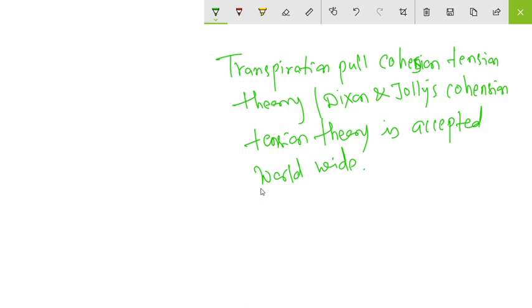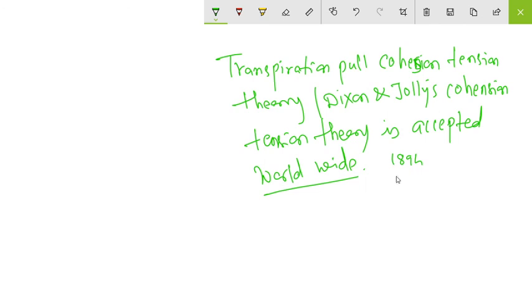We will recall once again the transpiration pull or cohesion tension theory. It was proposed by Dixon and Joly, so it is known as the Dixon and Joly's cohesion tension theory or transpiration pull theory. It is a worldwide accepted theory, and it was proposed in 1894. This theory is supported by many scientists and workers.